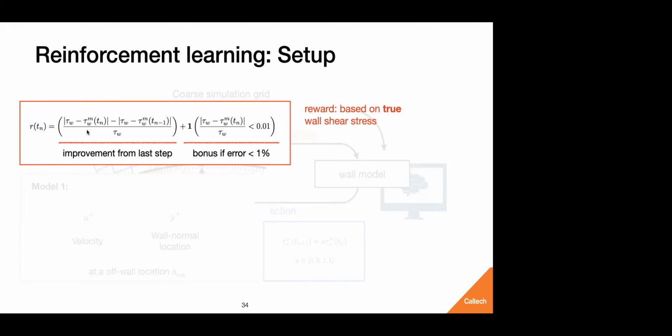And then the tau wall M, this is the model prediction. So here you have the prediction at the current time step. This is a prediction error at the previous time step. So this first part shows you how much we improved our prediction compared to the last time step. We also have this bonus term, and this is because once you've improved enough that there's no more improvement that you can make, we want to make sure that our prediction stays at the correct location. So we add a bonus if the error is less than 1%. So that's kind of how we set our reward.